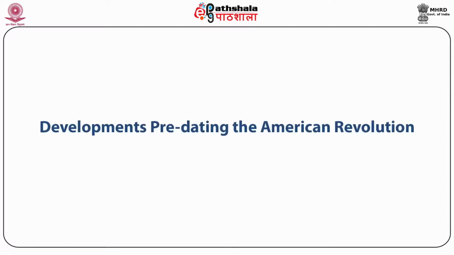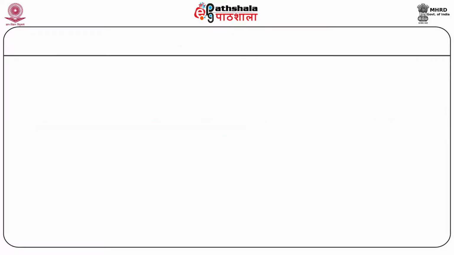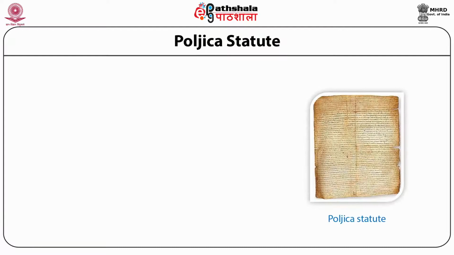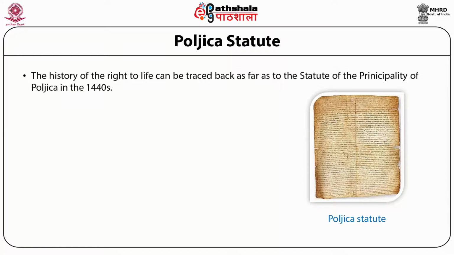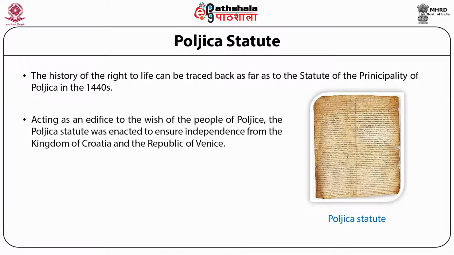Now let's begin with the developments predating the American Revolution. Let's start with the Poljica Statute. The history of the right to life can be traced back as far as the Statute of the Principality of Poljica in the 1440s. Poljica was a region that straddled the Kingdom of Croatia and the Republic of Venice. Acting as an edifice to the wish of the people of Poljica, the Poljica Statute was enacted to ensure independence from the Kingdom of Croatia and the Republic of Venice.